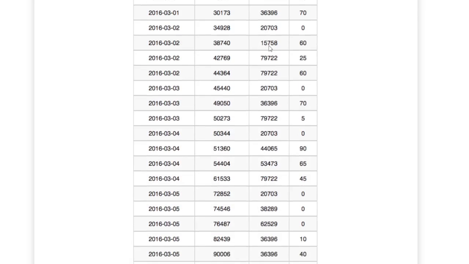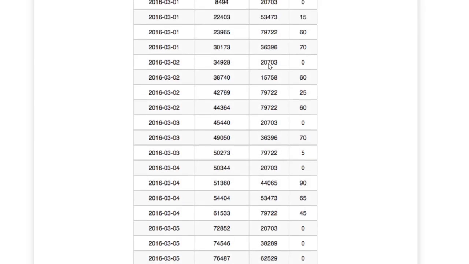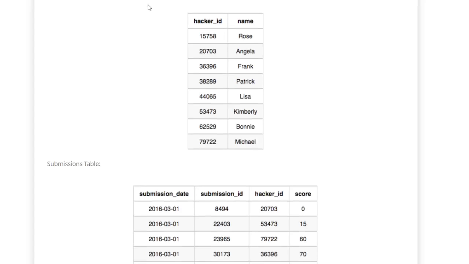Okay, now these 2 hackers have also made a submission on the 1st of March, but this one is new, so I don't have to take this. I only want to take the hackers who made at least one submission each day, right? So now out of these 2, that is 20703 and 79722, whom do I want to take in my final result? As you can see, this one particular hacker, 79722, has made 2 submissions, and this made only 1. So the maximum number of submissions is made by this hacker. So I will only take this hacker, and then I will find out the name of this hacker 79722 in the hackers table.